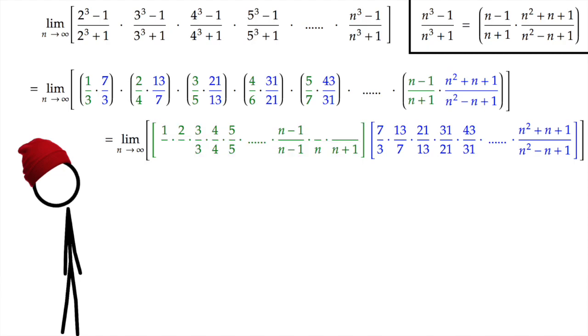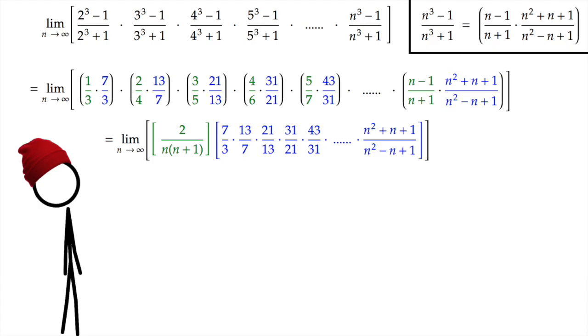Yeah, so then we get 1 over 3 times 2 over 4 times 3 over 5 times 4 over 6 times ... all the way up to n minus 1 over n plus 1. Yeah, but now all those fractions in the middle, they disappear. They cancel themselves away. 3 over 3, gone. 4 over 4, gone. 5 over 5, gone. All the way up to n minus 1 divided by n minus 1. Everything cancels, and all that remains is this 1 times 2 times 1 over n times 1 over n plus 1. Yeah, and we can simplify that if we want. May as well, I guess. 2 over n times n plus 1.